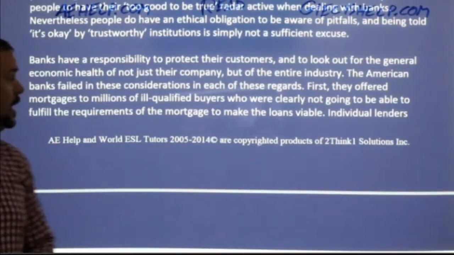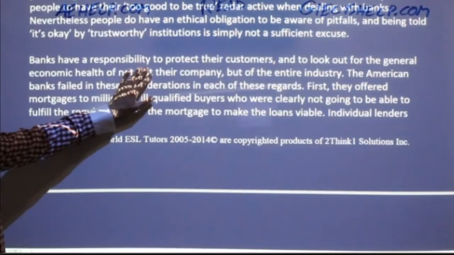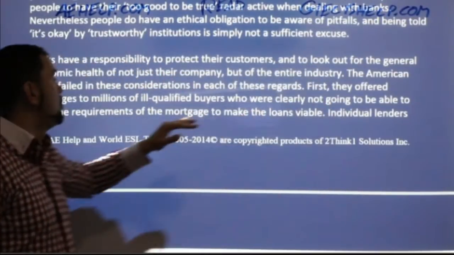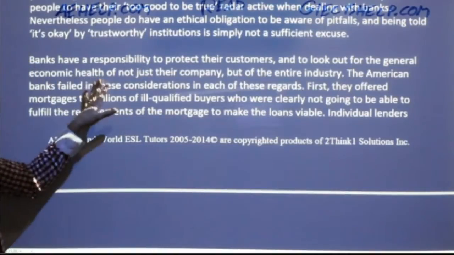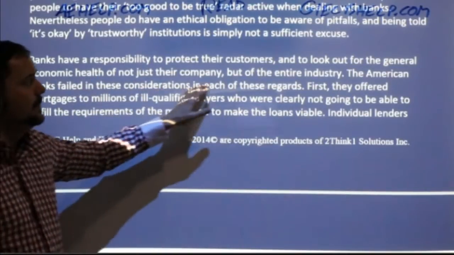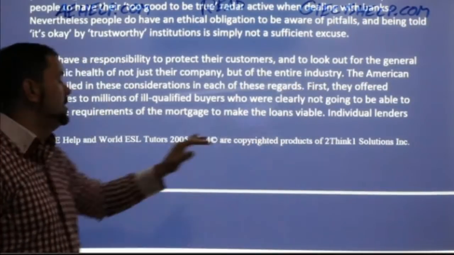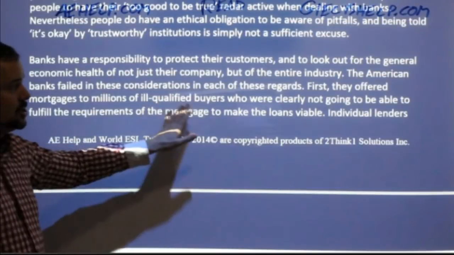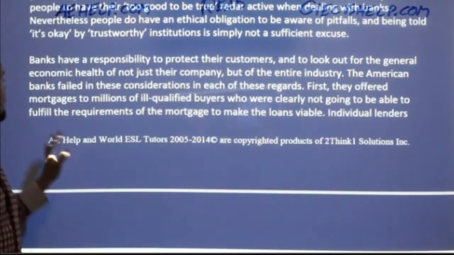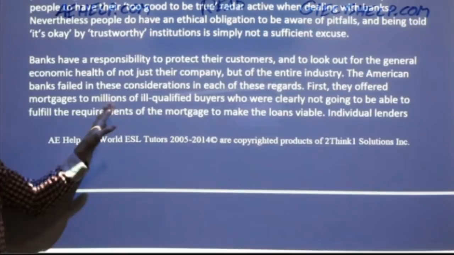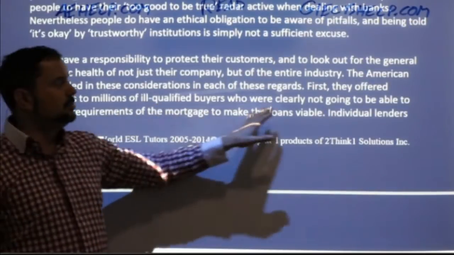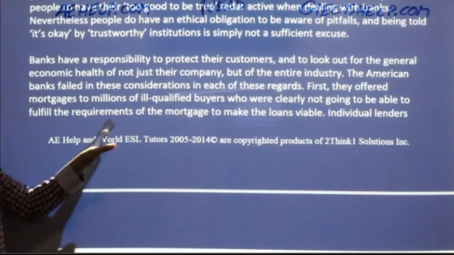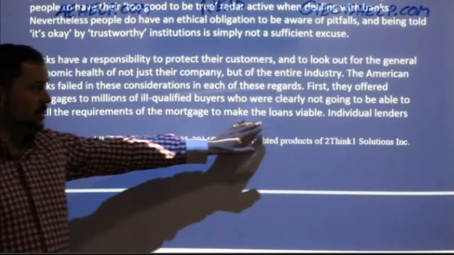Here we go. Banks have a responsibility to protect their customers and to look out for the general economic health of not just their company, but of the entire industry. The American banks failed in these considerations in each of these regards. First, they offered mortgages to millions of ill-qualified buyers who were clearly not going to be able to fulfill the requirements of the mortgage to make the loans viable.